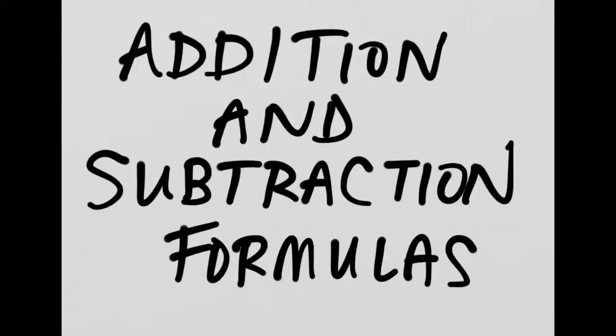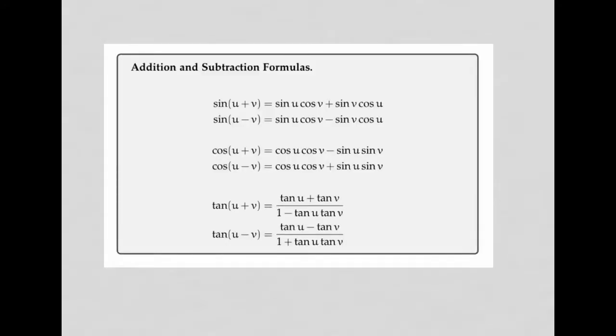In this video, I'm going to go over the addition and subtraction formulas in trigonometry. We have 6 addition and subtraction formulas: an addition and subtraction formula for sine, an addition and subtraction formula for cosine, and an addition and subtraction formula for tangent. So I'm going to use these 6 formulas to solve a wide range of examples.